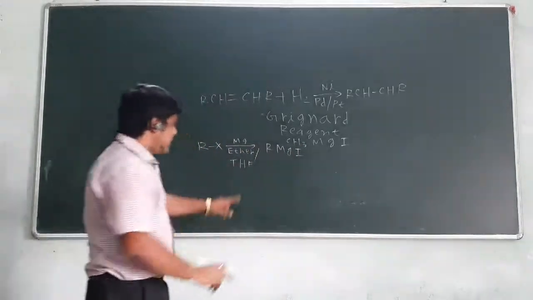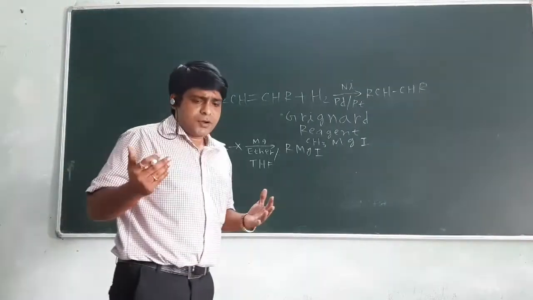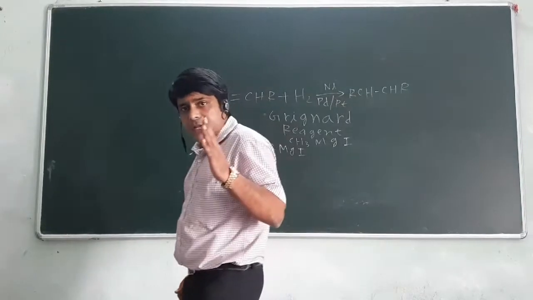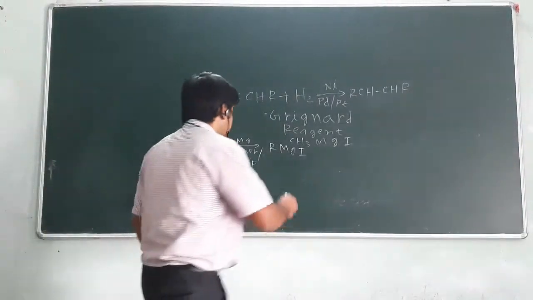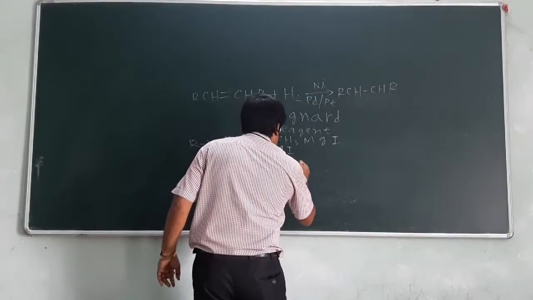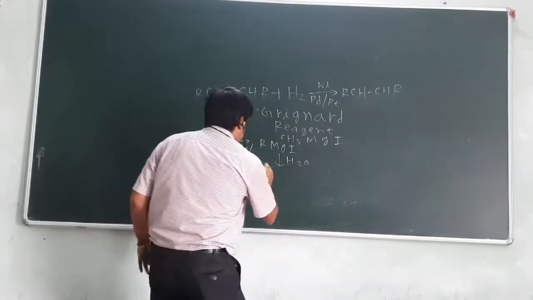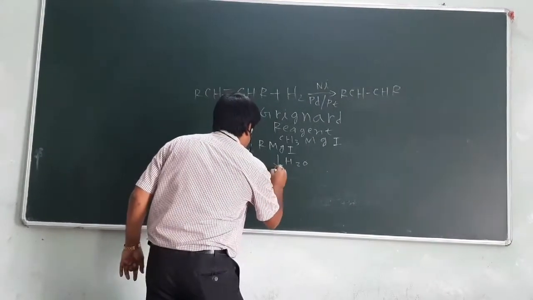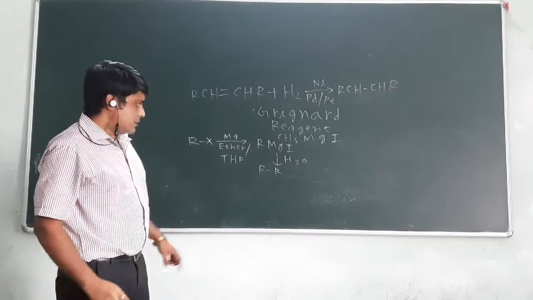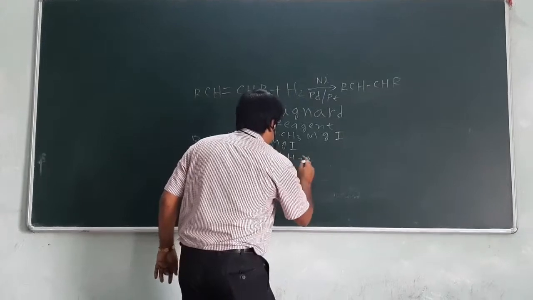After that the Grignard reagent is created. In the next step, if we hydrolyze the Grignard reagent, hydrolysis means the reaction with water, then it is converted to the alkane, along with another compound.